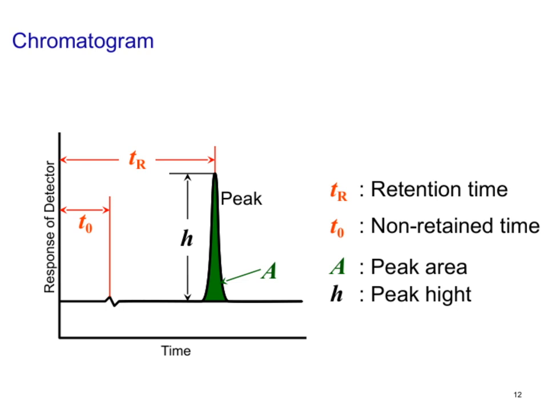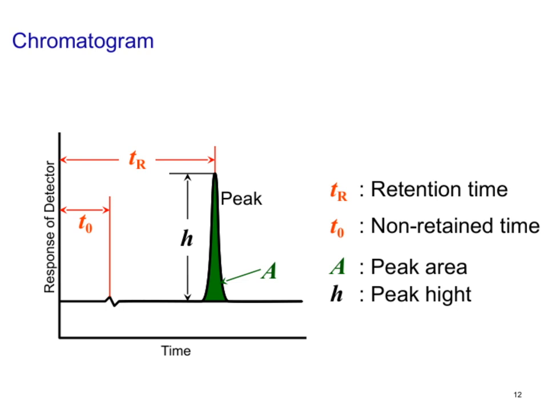Next, T0 represents the non-retained time, which is essentially the time it takes for an unretained compound to pass through the system. This helps us establish a baseline and understand the system's inherent delay. Moving on is the retention time, the time it takes for a specific compound to travel through the chromatography column and reach the detector. This is crucial because it helps us identify compounds based on their unique retention times.